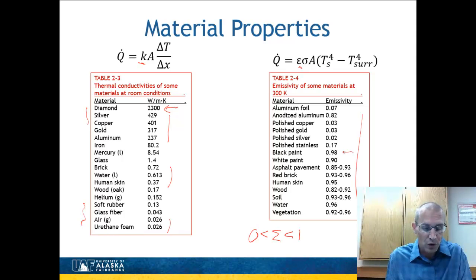So for example, if you look, black paint at 0.98 is a very good emitter of photons. That's why things like wood stoves are often black, because you want to be able to transfer energy to it. You see things like foil at 0.07 is very small. This is why you often see insulative materials to have aluminum foil on the outside. It cuts down on the rate of heat transfer by radiation.